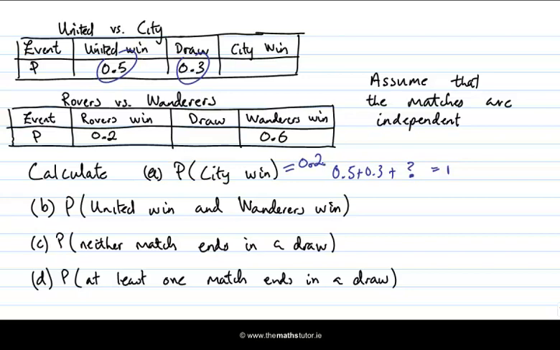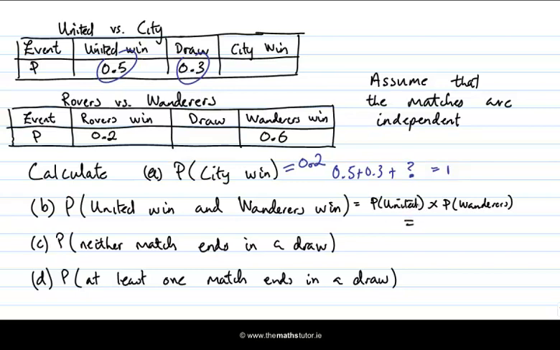Alright, what about part B? The probability of a United win and a Wanderers win. So here we're going to use the multiplication rule for independent events. What that tells us is that this is going to be the probability of a United win times the probability of a Wanderers win. Because our assumption is that these matches are independent, that they're independent trials. So any event in the United City match is independent of any event in the Rovers Wanderers match.